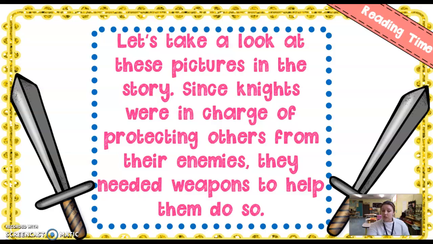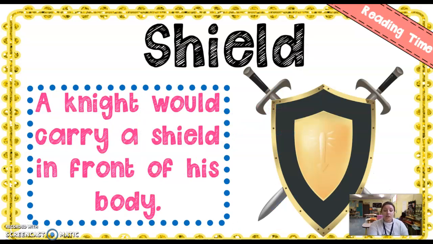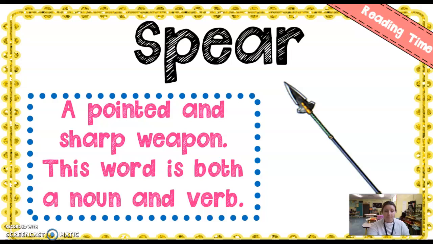Since knights were in charge of protecting others from their enemies, they needed weapons to help them do so. And they had some weapons that we may not have heard of before. The first one is called a lance. A lance is a long pole that knights would use, usually while they were on horseback. A shield. A knight might carry a shield in front of his body to help protect himself.